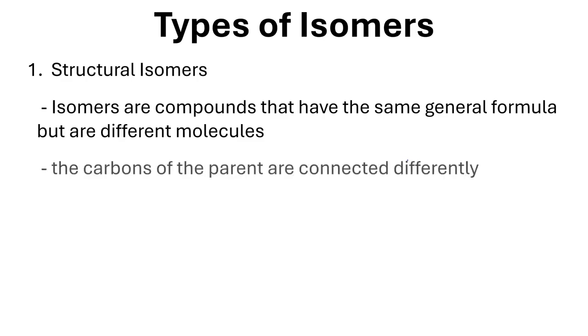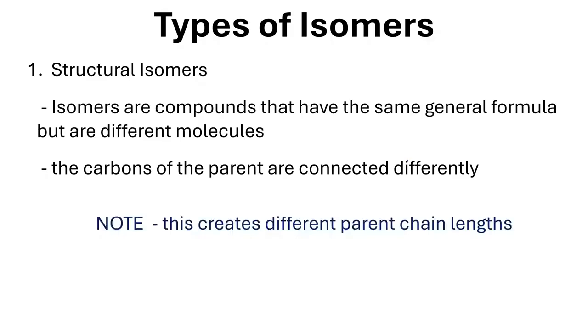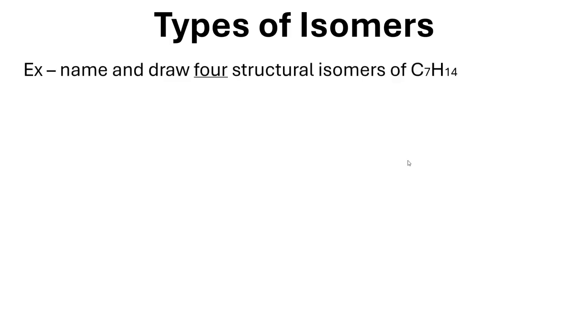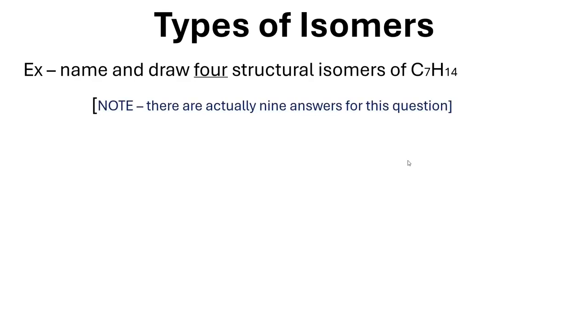So how are they different in this case? Well, they're different because we are going to connect the carbons differently of the parent chain or the longest chain. And this is going to create different parent chain lengths. So let's take a look at an example here. Let's take a look at drawing C7H14. And I only want in this scenario 4 answers for the structural isomer, but just keep in mind that there are actually 9 answers.